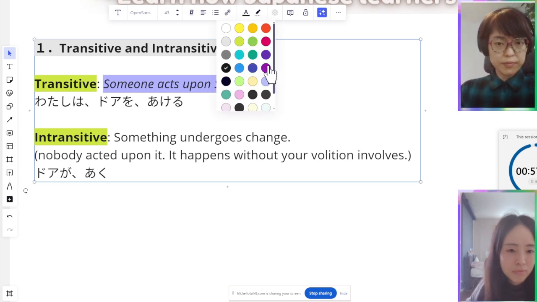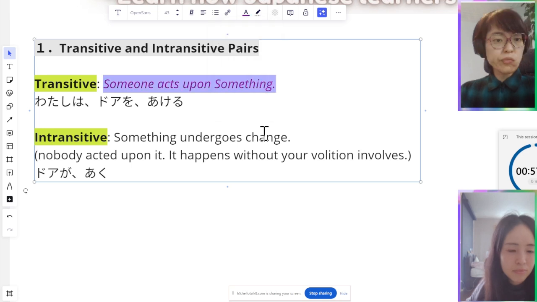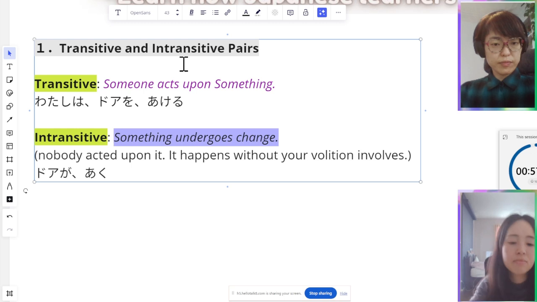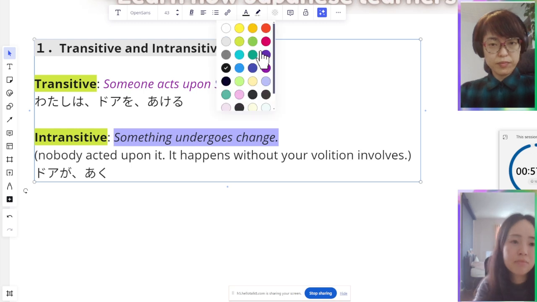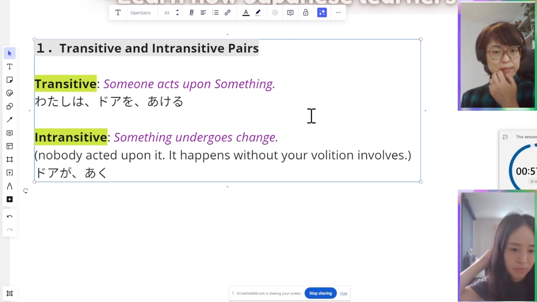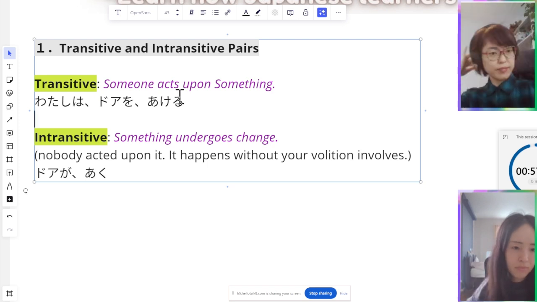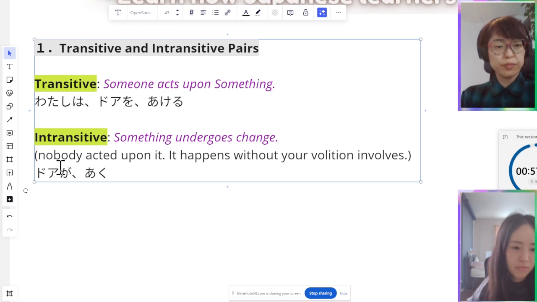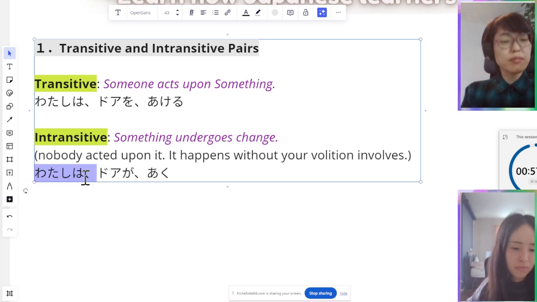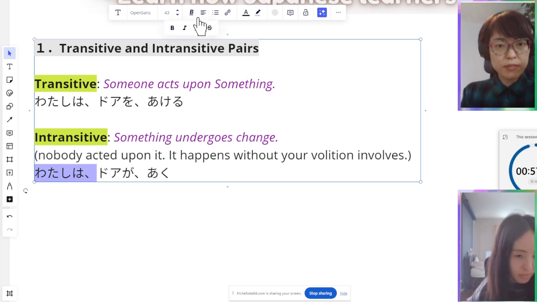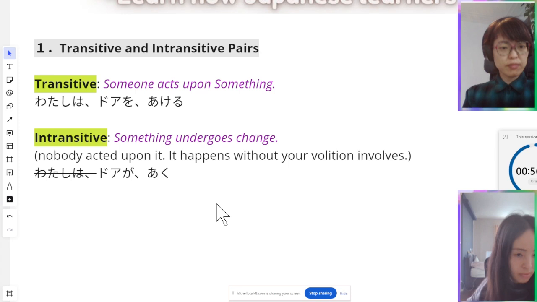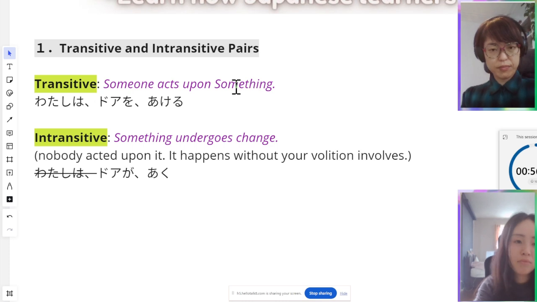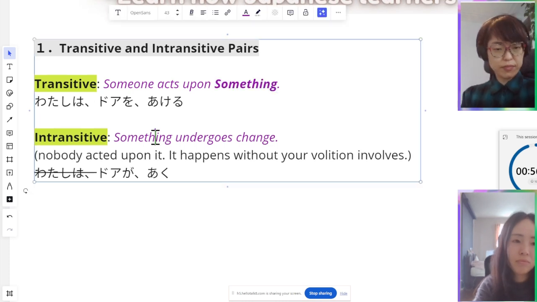Now, intransitive is the opposite of that. Something undergoes a change of some sort. There's no subject acting on an object. There is just an object undergoing change. In this case, the door opens. ドアが開く. The reason we're introducing transitivity pairs, that's what they call this in the chapter in Genki, is that there's lots of verbs in Japanese that look the same. They have the same kanji, read the same, and mean pretty much the same thing, to open, but one is a transitive verb, ドアを開ける, open the door, and another is an intransitive verb, ドアが開く.